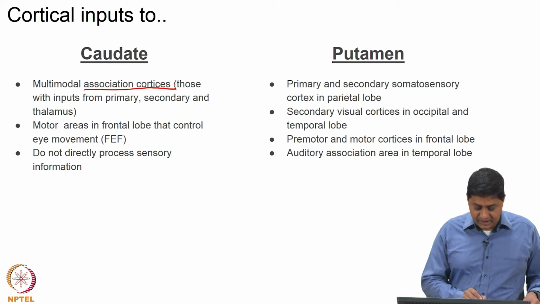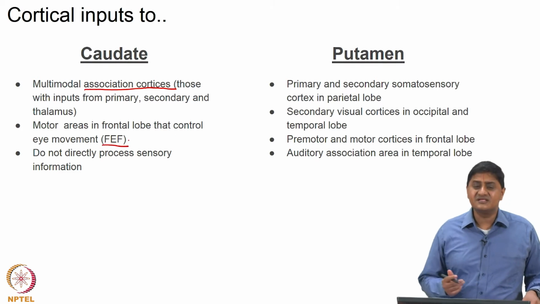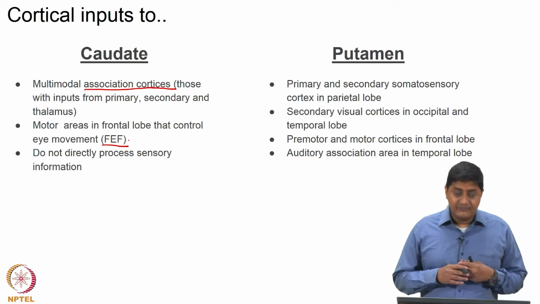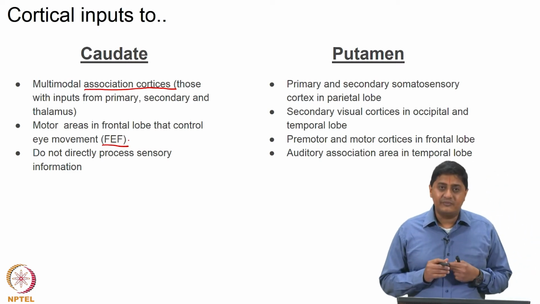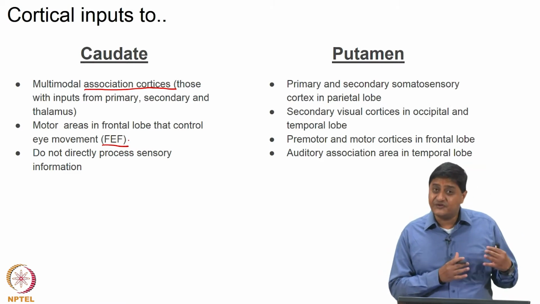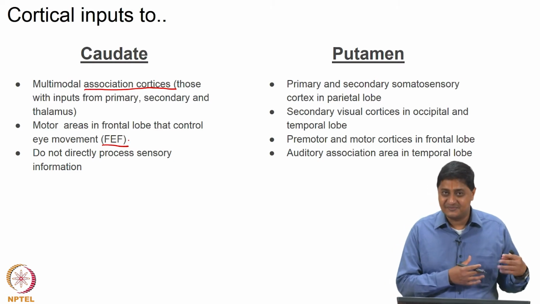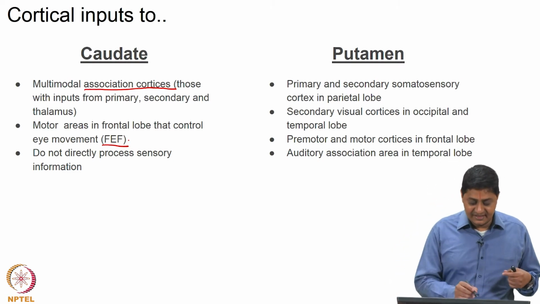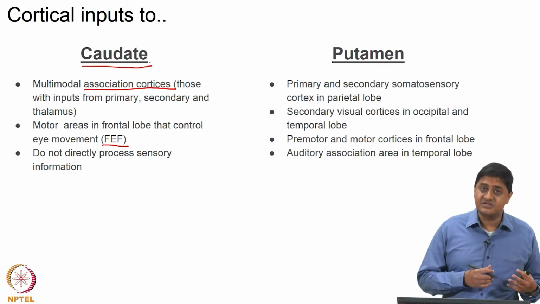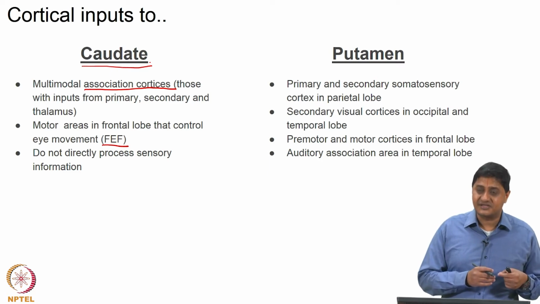And motor areas in the frontal lobe that control eye movement, such as the frontal eye field, right. Importantly, they do not directly process sensory information. In other words, they receive inputs from association cortices, but they do not directly receive inputs from the sensory cortices. Okay. So, this is the special feature of the caudate. The caudate receives inputs from association cortex, but not necessarily from the sensory cortex, right.